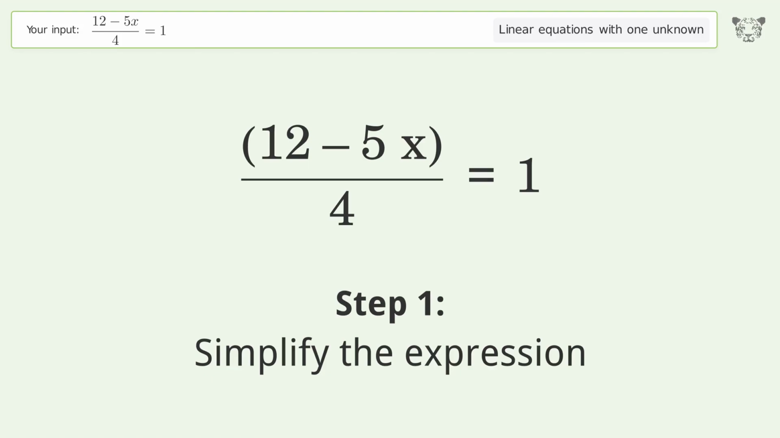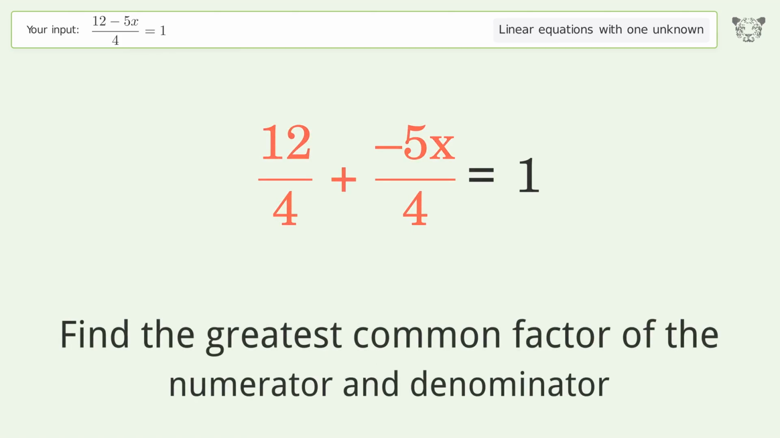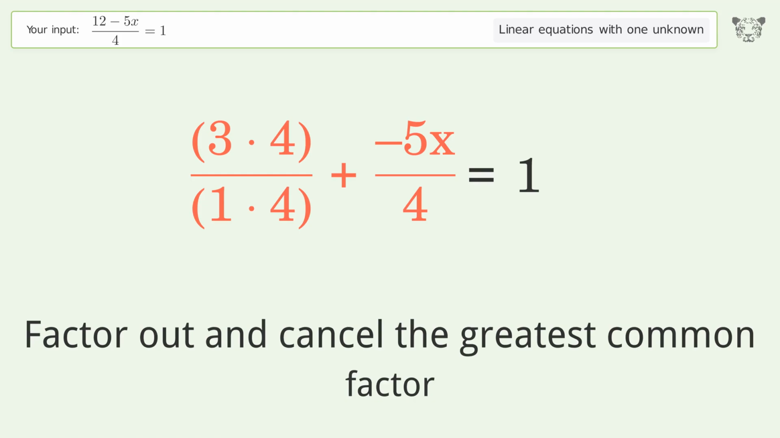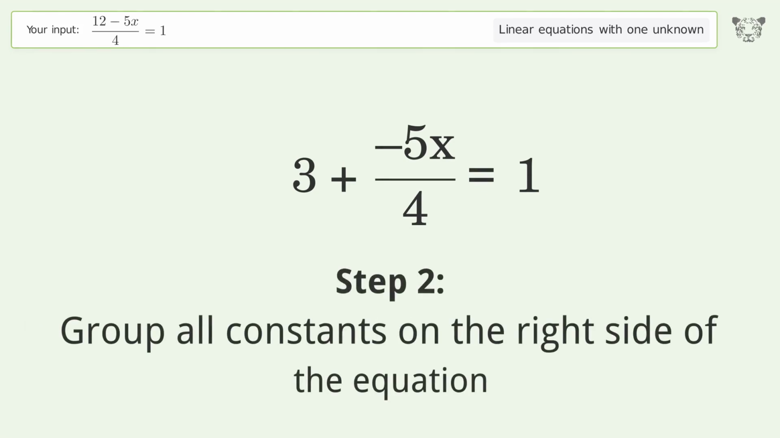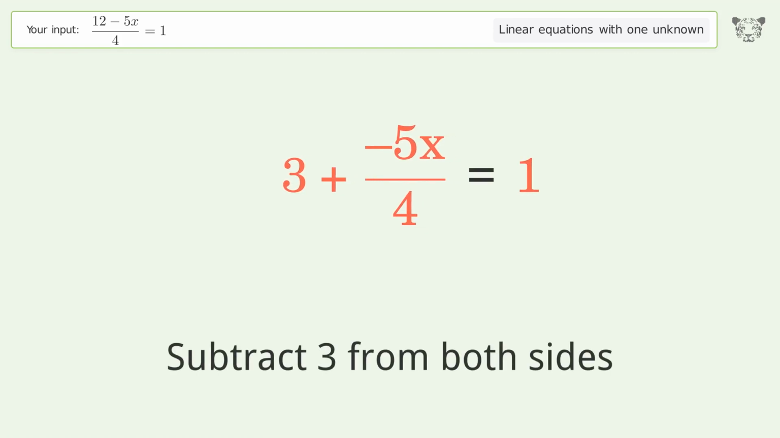Simplify the expression. Break up the fraction. Find the greatest common factor of the numerator and denominator. Factor out and cancel the greatest common factor. Group all constants on the right side of the equation. Subtract 3 from both sides.